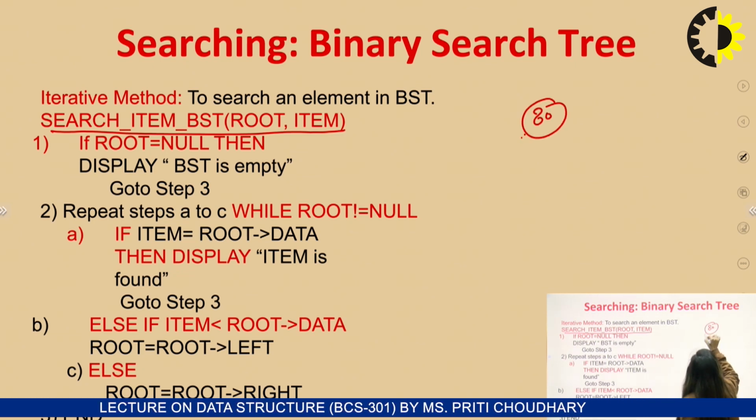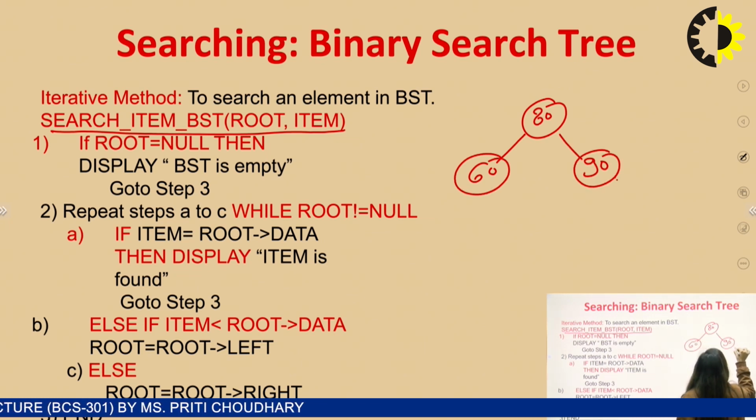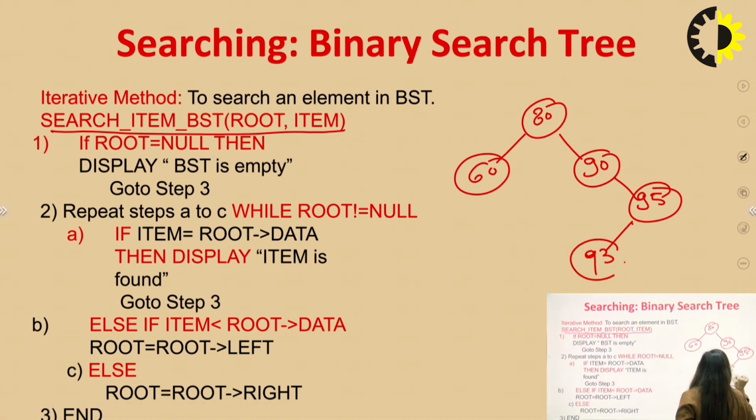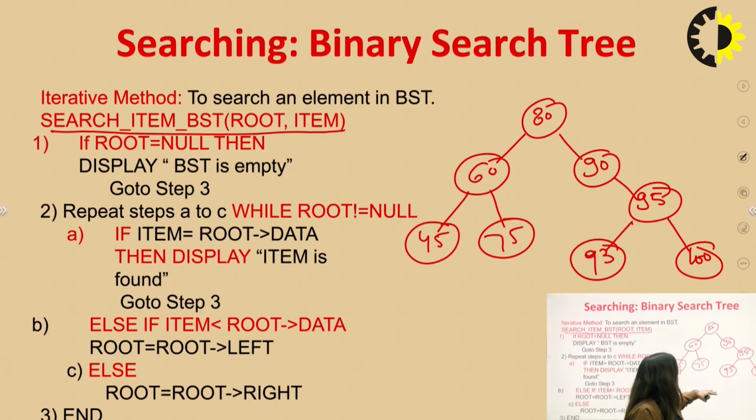Same 80, 60, 90, 95, 93, 100, 45 and 75. So according to this, it is an example of a BST. The same two conditions apply here: all the left subtree is less than the root node and all the right subtree is greater than the root node.